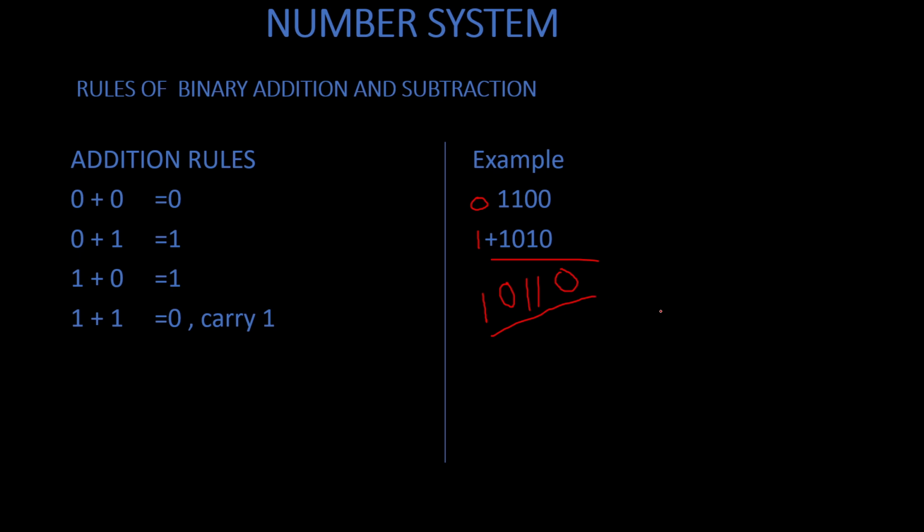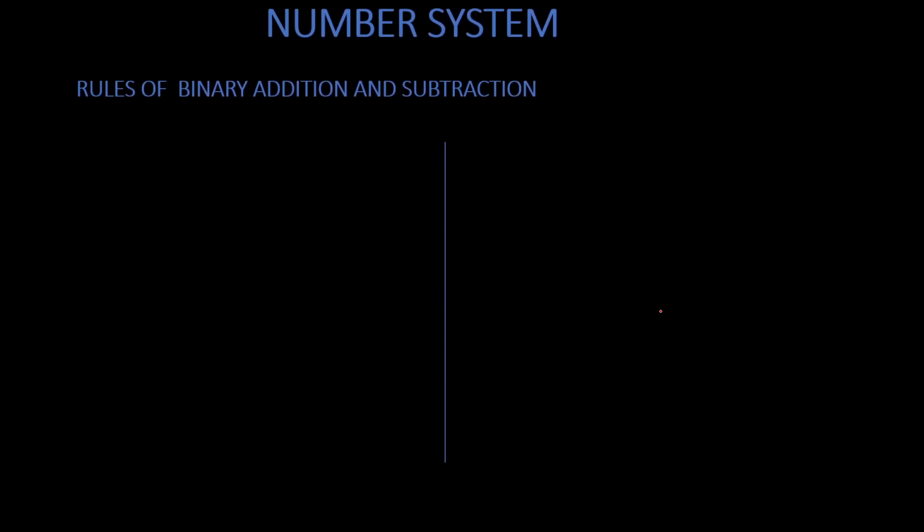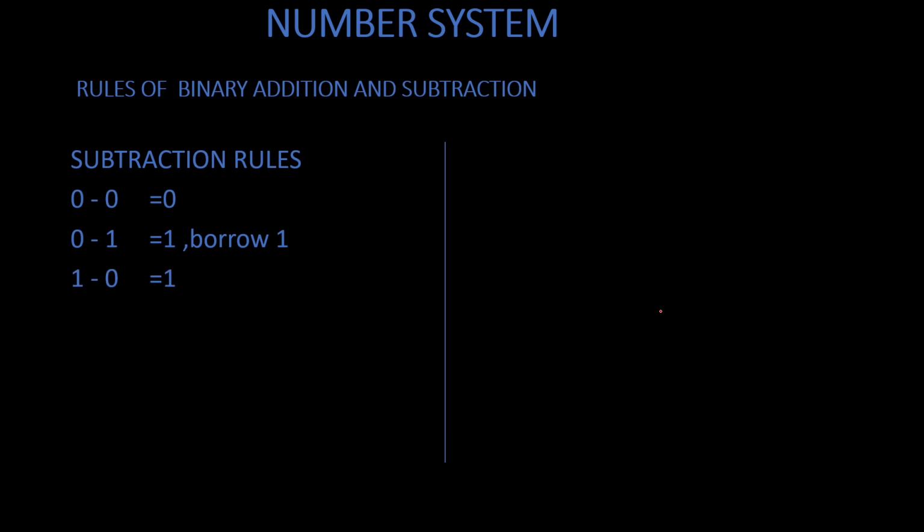Next, let's go to the subtraction rules and also discuss one example like this. First rule for subtraction is 0 minus 0, which is 0, and 0 minus 1 will be 1, and we will borrow 1 from the left side. And 1 minus 0 equals 1. 1 minus 1 is also 0.